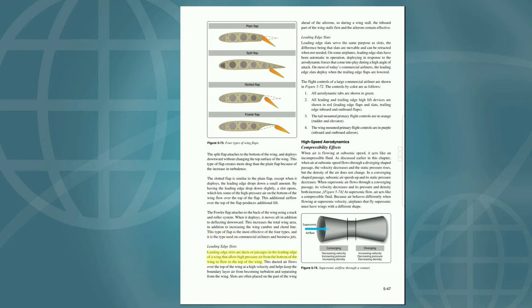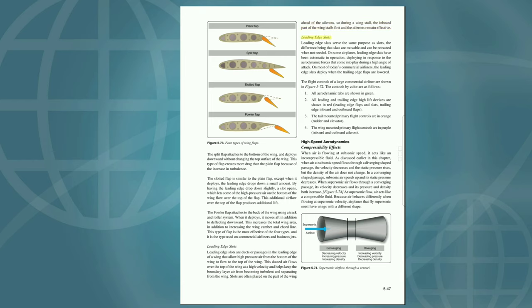Leading edge slots. Leading edge slots are ducts or passages in the leading edge of a wing that allow high pressure air from the bottom of the wing to flow to the top of the wing. This ducted air flows over the top of the wing at a high velocity and helps keep the boundary layer air from becoming turbulent and separating from the wing. Slots are often placed on the part of the wing ahead of the ailerons, so during a wing stall, the inboard part of the wing stalls first, and the ailerons remain effective.